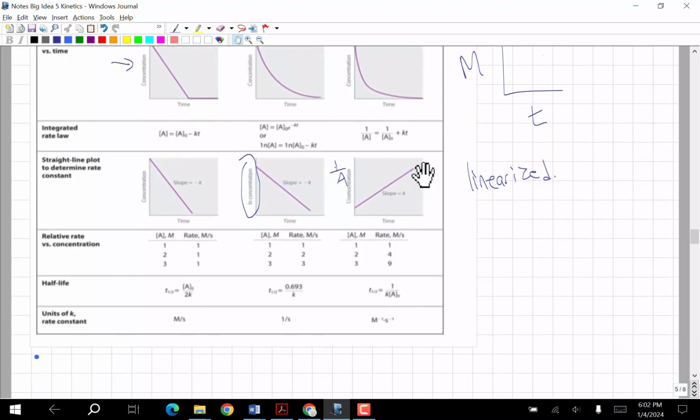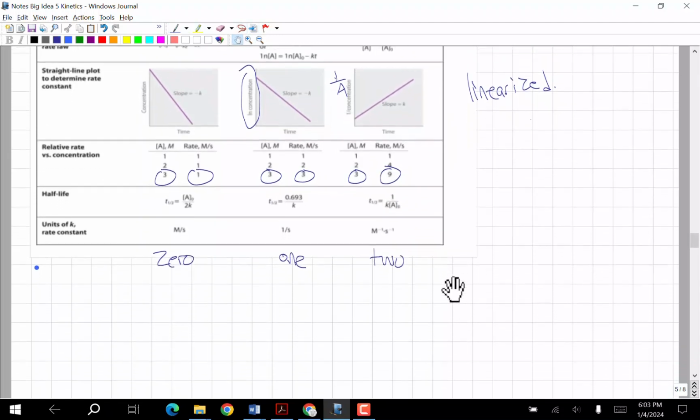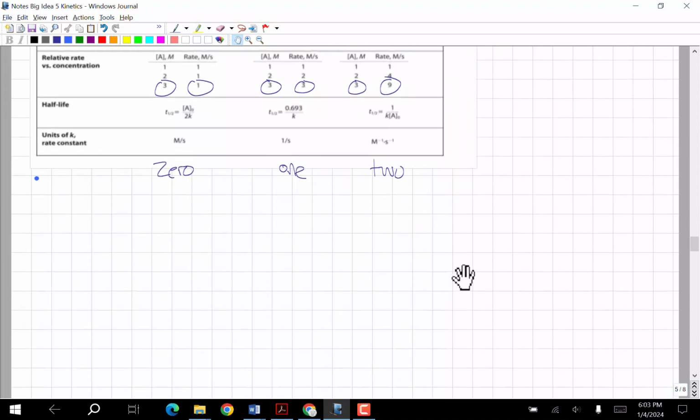Relative rate versus concentration. So notice for zero order, again, just put this down here, we have 0, 1, 2. So if my concentration is high, notice my rate is constant. If my concentration is high, my rate is high. If my concentration is high, my rate is on. My dog is digging. And then the half-life, so we can get that through now. Units of K, again, we can figure that out with algebra like we did before.